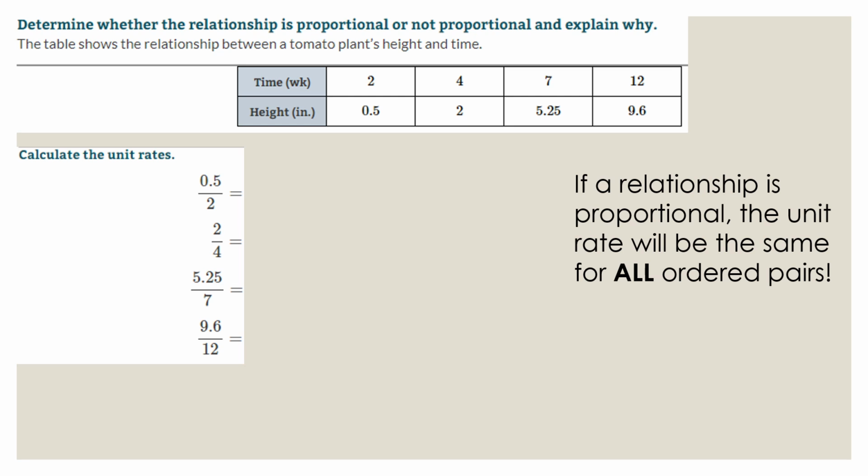So I'm just going to grab my calculator real quick because I want to make my life easy this afternoon. And I'm going to go 0.5 divided by 2. That's what the first one says. And that gives us 0.25.